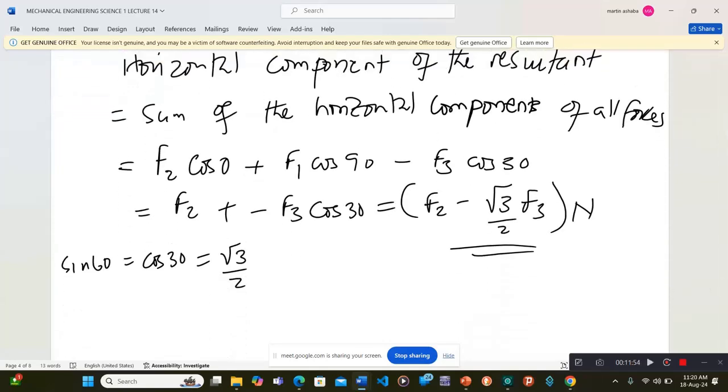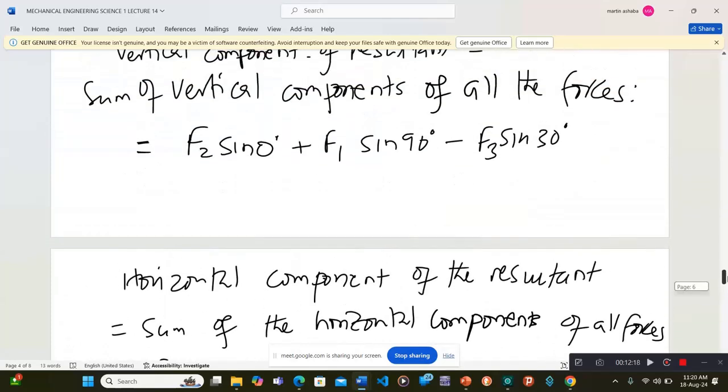You need to also understand these angle ratios. Of course, as time goes by, you'll study them in mathematics and you'll be able to appreciate. Then, sin 30 is equal to cos 60 and is equal to a half, or 0.5. When you press it on your calculator, you should be able to see that. So what is sin 0? Sin 0 is also equal to 0. So this will be 0 plus F1 sin 90. Sin 90 is equal to 1. So I will have F1 minus F3 sin 30. I said sin 30 is a half, so I will have F1 minus a half F3, and this is in newtons.